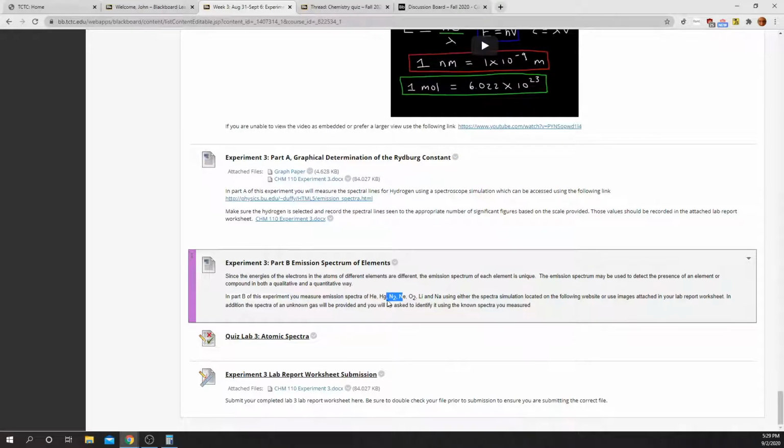Now be aware, nitrogen, right here in the middle, that one has a fairly annoying looking spectrum because it is basically one giant smear. So instead of trying to write down distinct lines, write down the ranges. Okay, let's go ahead.